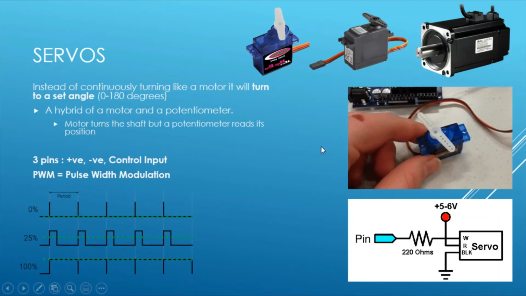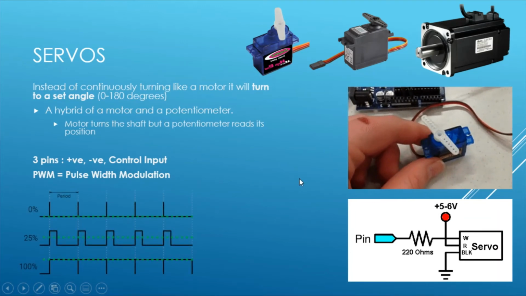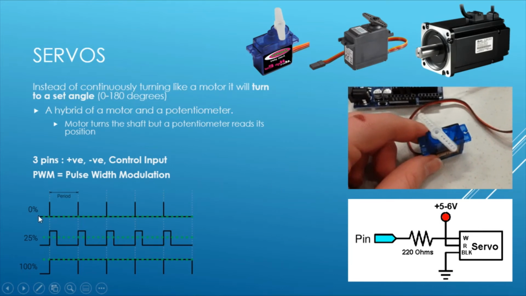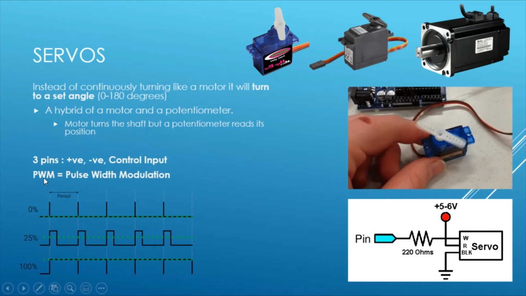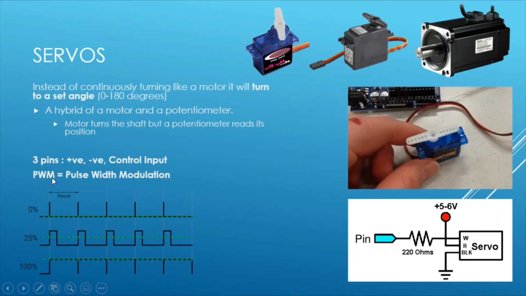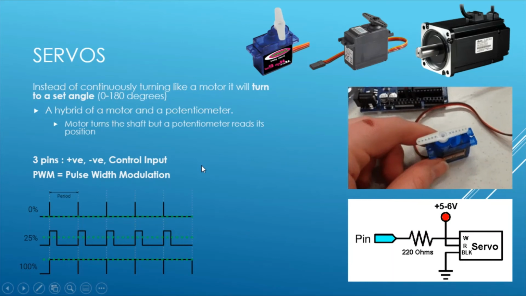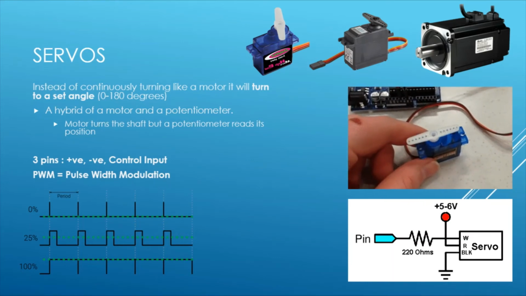Now this control pin decides what angle you want your servo to turn to, okay? But unfortunately we can't make a servo just turn using just a regular voltage. We have to actually use something called pulse width modulation, or PWM, okay, which is a clever technique of essentially turning on and off a signal very, very fast.